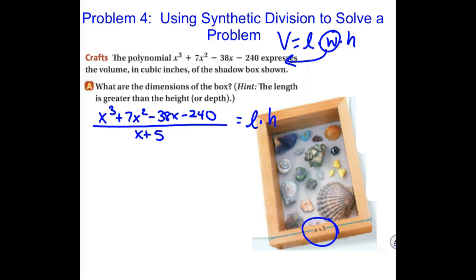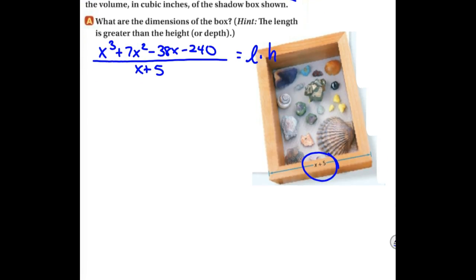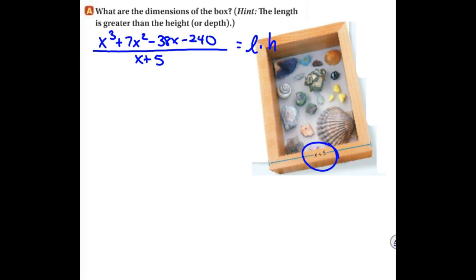Okay? Can we do this synthetically? Yes. What would go in front? A negative 5. Good. And what goes in my first row of numbers?